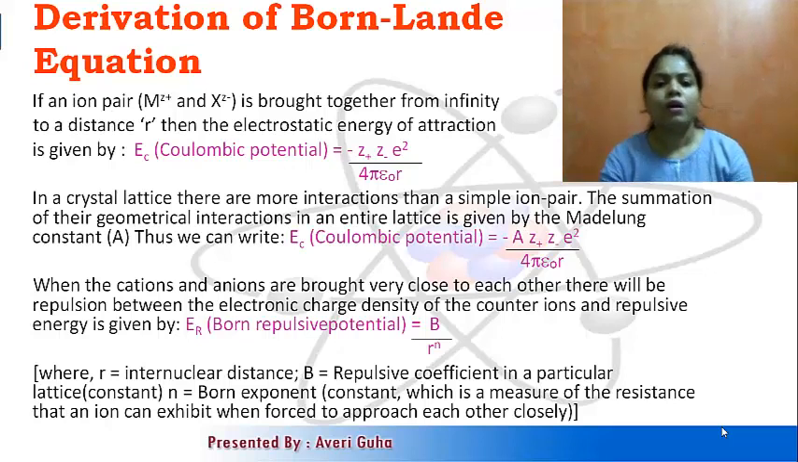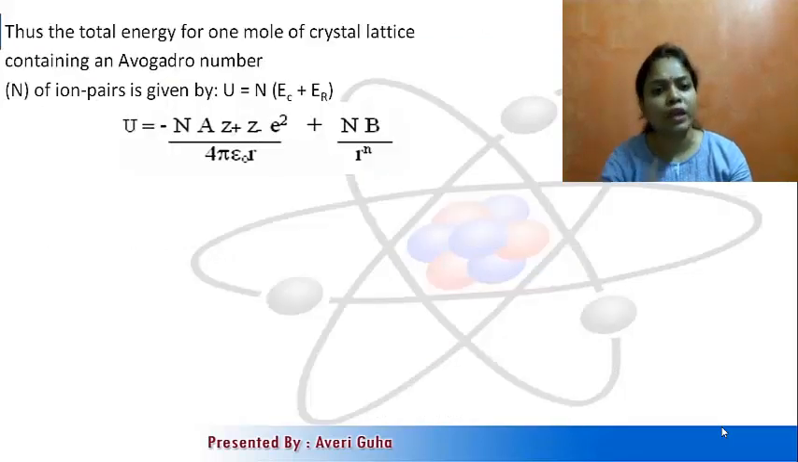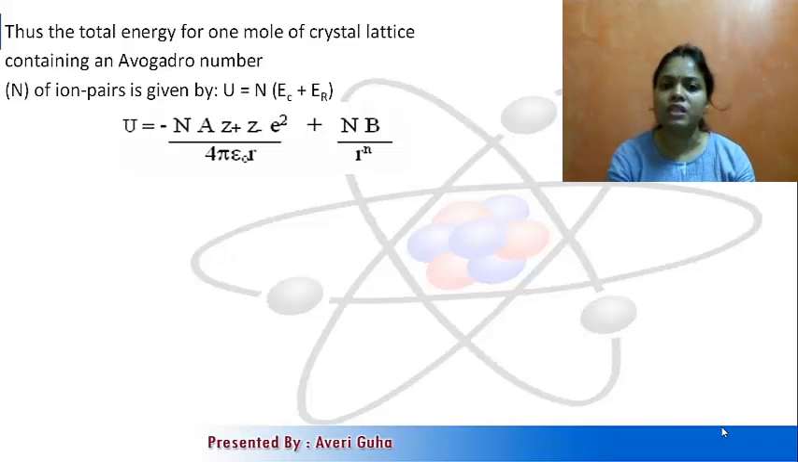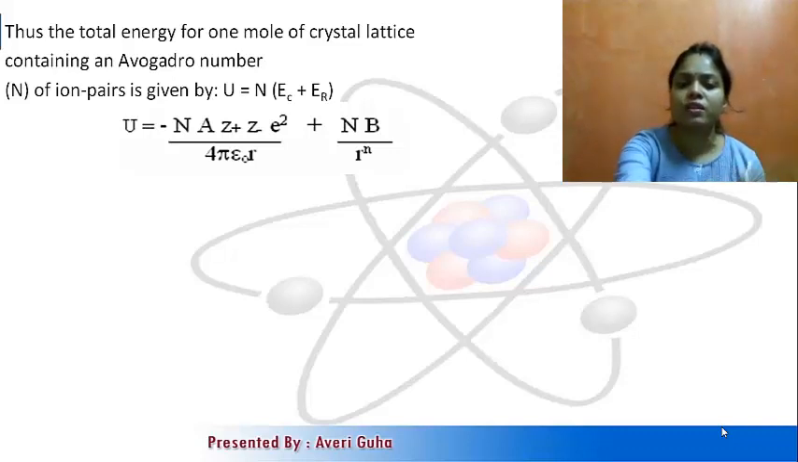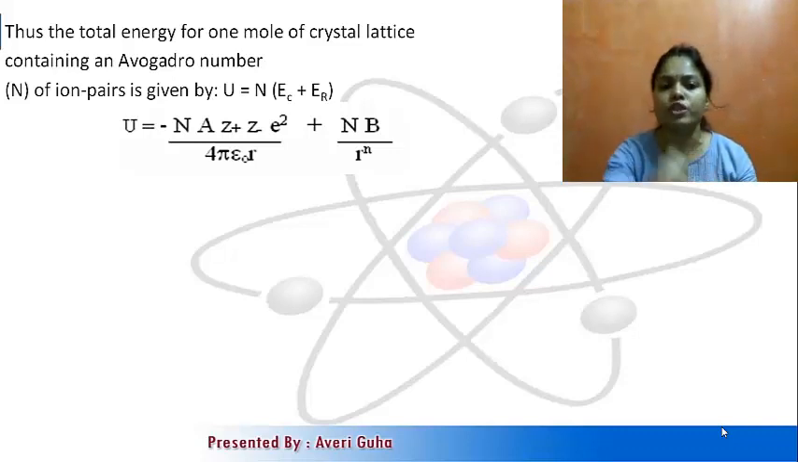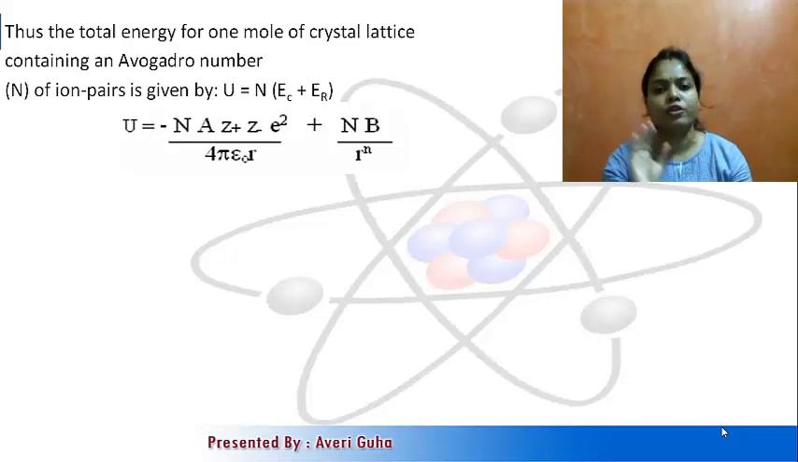Now see, this is my EC equals my Coulombic potential and ER equals my repulsive potential. Then obviously the total potential energy for 1 mole of crystal lattice, which contains an Avogadro number of ion pairs, is thought to be the summation of this Coulombic potential and repulsive potential. You can see from the slide, I have just written the summation of the two potentials, and it denotes the potential energy of my 1 mole of crystal lattice.